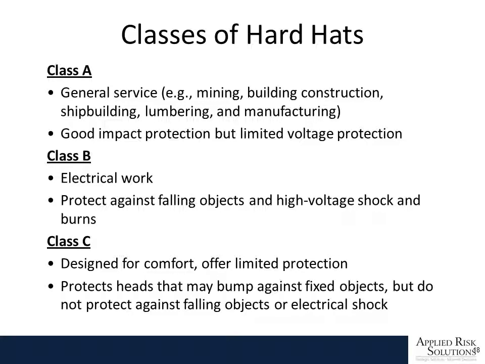Classes of hard hats. You have a Class A, which is your general service hard hat. It's good for most workers. Provides protection from falling objects, but only very limited protection from electrical. Class B not only provides good protection from falling objects, but it also provides protection from electrical shock. And Class C is designed just for comfort, provides no protection from falling objects or electrical shock.